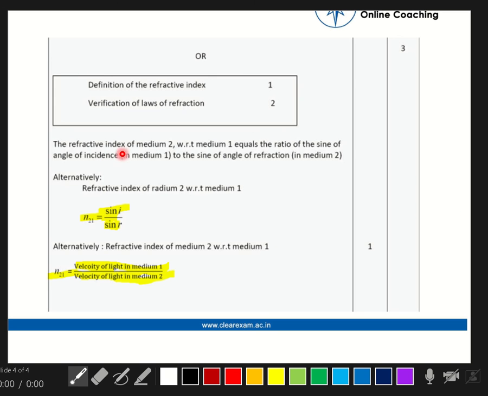Okay, the refractive index of medium 2 with respect to medium 1 equals the ratio of the sine of the angle of incidence in medium 1 to the sine of the angle of refraction in medium 2. Refractive index of medium 2 with respect to medium 1, n21, where 2 is for the second medium and 1 for the first medium, equals sin i by sin r. And the refractive index of medium 2 with respect to medium 1 we can also write as the velocity of light in medium 1 divided by the velocity of light in medium 2.